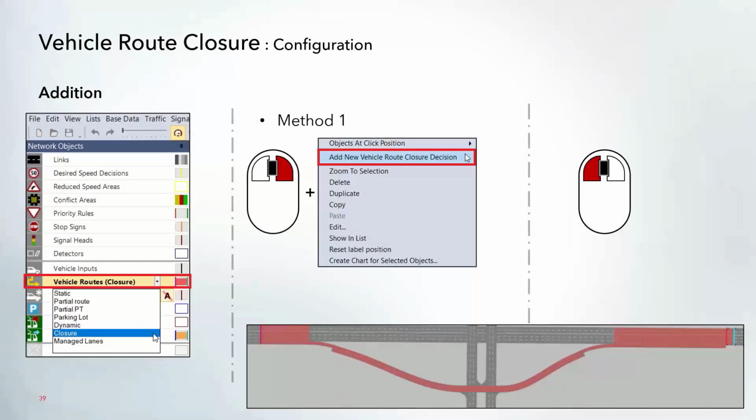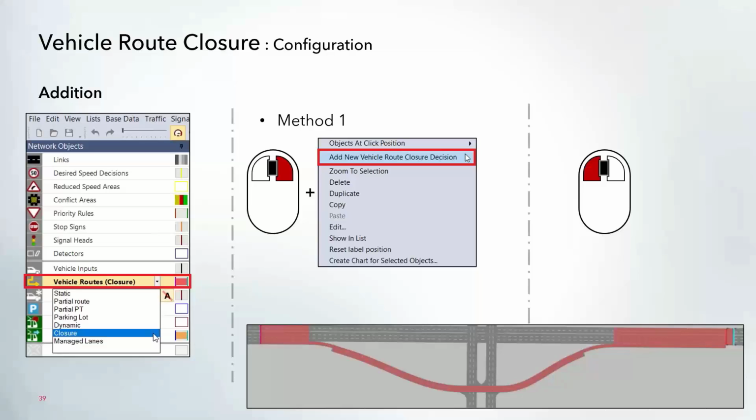And then the final option here is for adding a route closure. And again, the route closure is, instead of closing a particular movement, going to close a particular link sequence. In here, you can add a route closure by choosing from the vehicle routes option in the network objects toolbar. If you press the little drop down here, you can go down to the closure option. And then you can add the route closures.